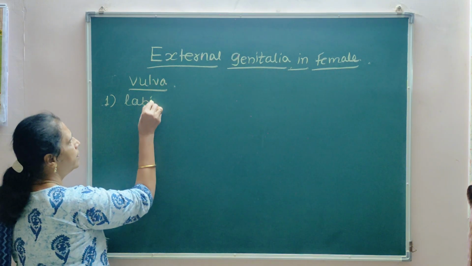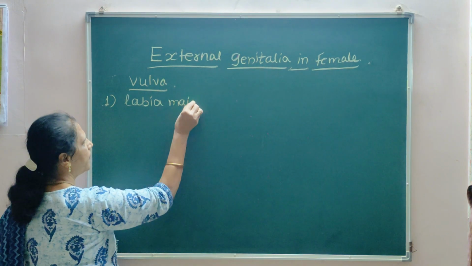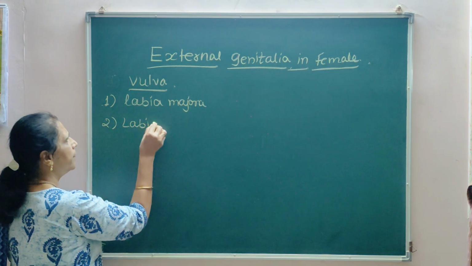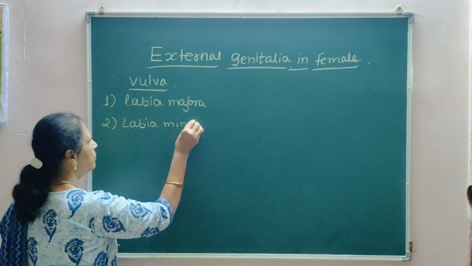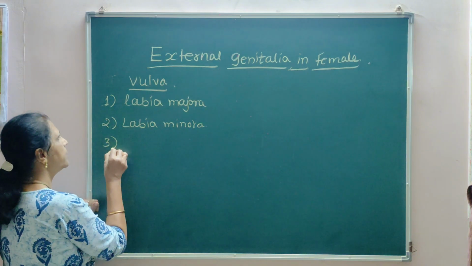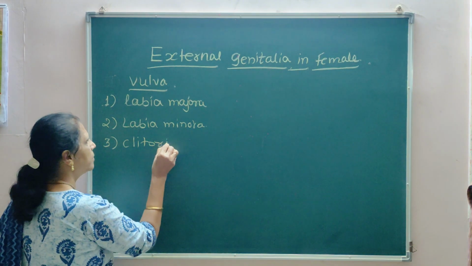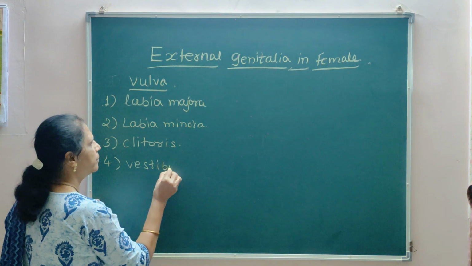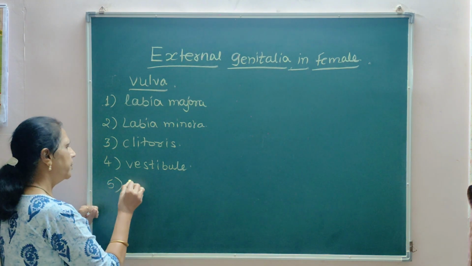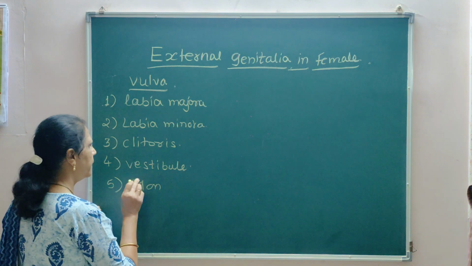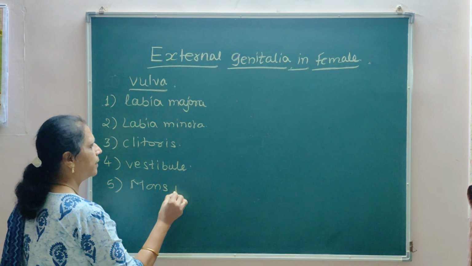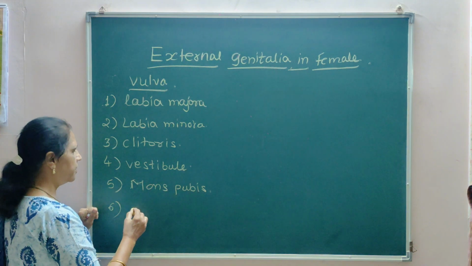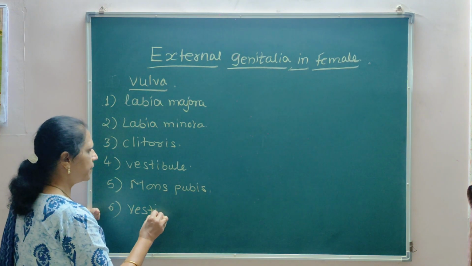First is the labia majora, second is labia minora, third is clitoris, fourth is vestibule, fifth is mons pubis, and here there are also accessory glands which are called vestibular glands.